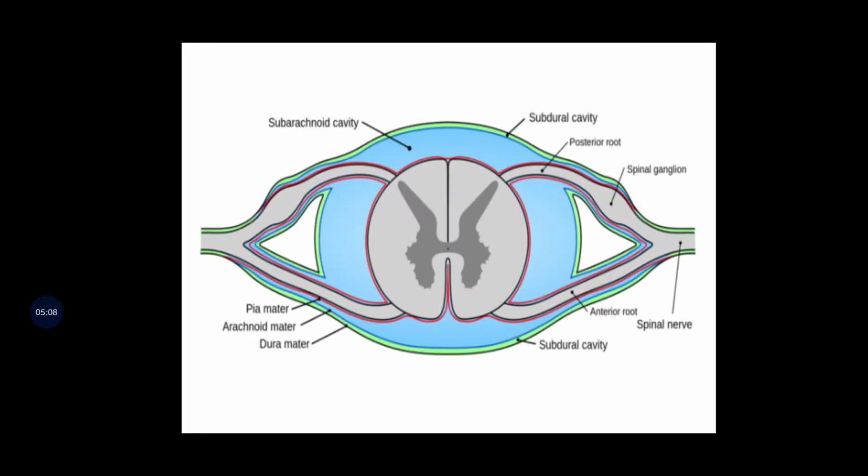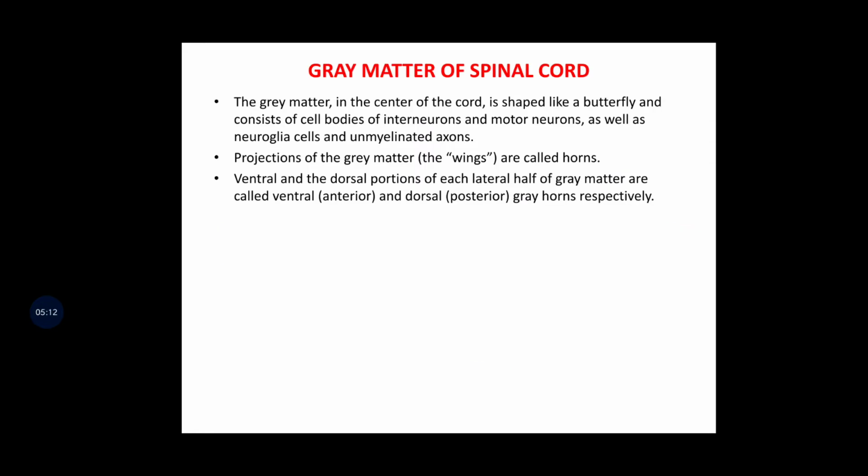Now, as you have seen, the grey butterfly-shaped region is the grey matter. The center of the cord is shaped like a butterfly and consists of cell bodies of the interneurons and the motor neurons, as well as neuroglia cells and unmyelinated axons. The projections of the grey matter, which we call wings, are called horns.